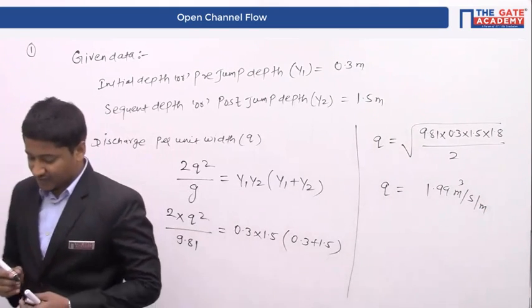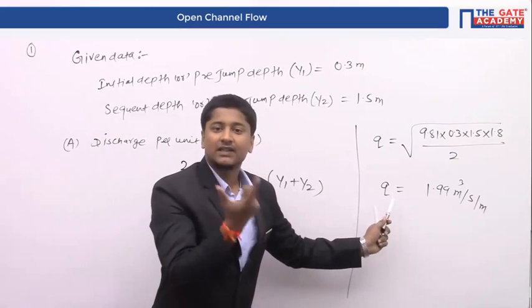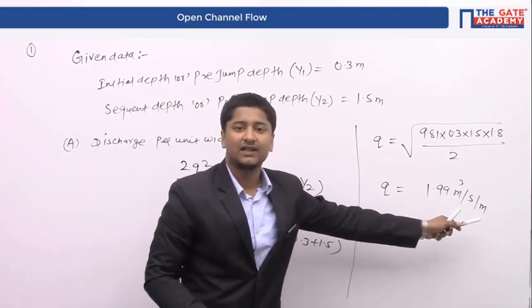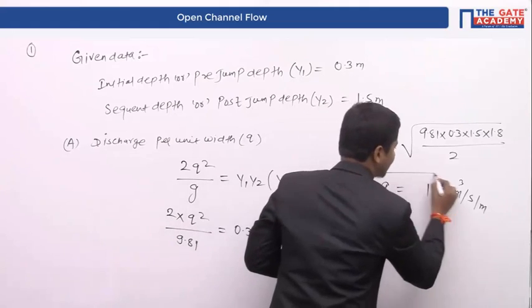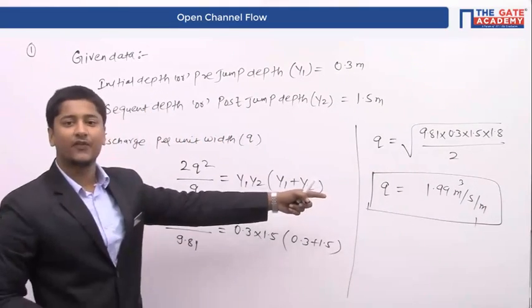Why have I written this meter cube per second per meter? Because q is discharge per unit width. The discharge unit is meter cube per second and the unit of width is meter. So this is the final answer for the first part.